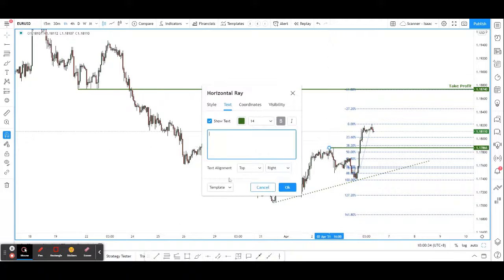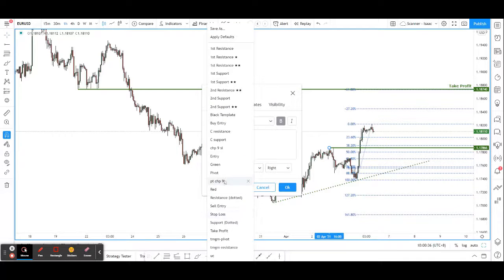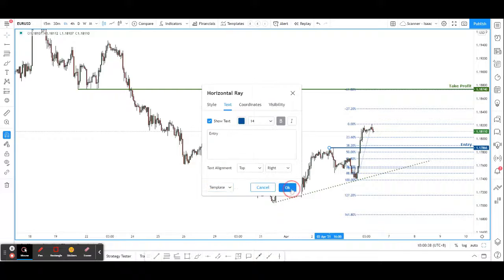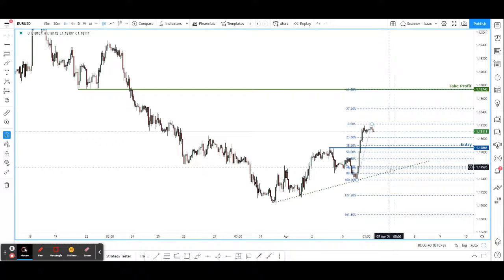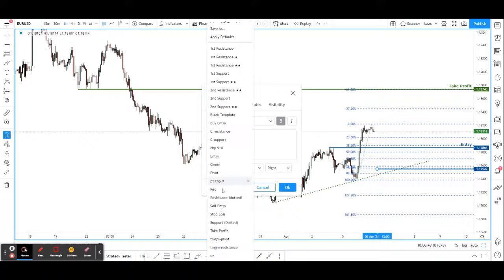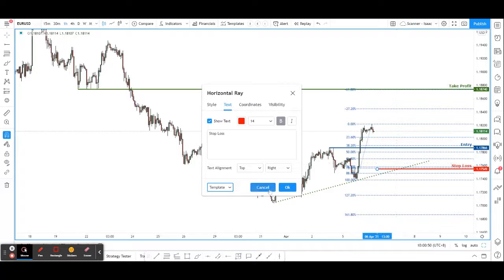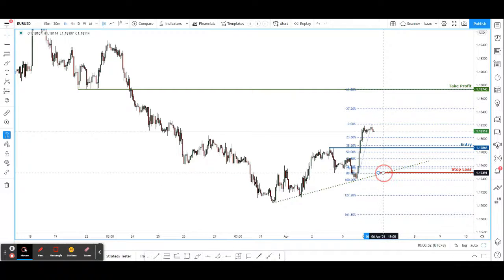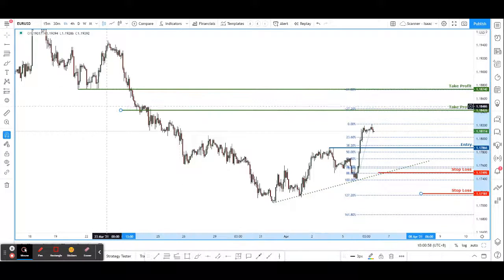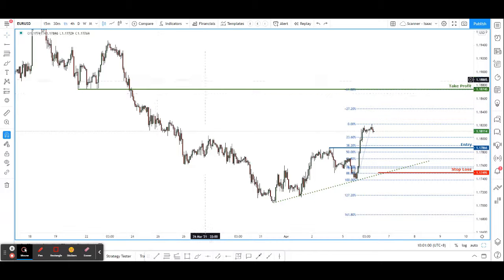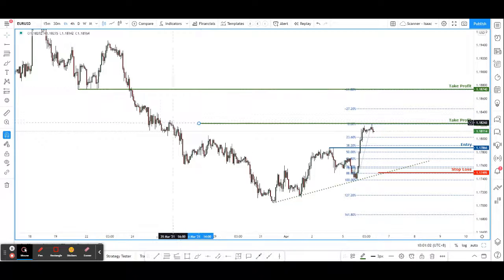This falls in line with 38.2 as well. This can be our entry. And the stop loss, I will actually make a bit wider at the 78.6 level. So this will be the stop loss. I would back up the stop loss a bit to give the trade a bit of room to breathe. And of course, the partial take profit can be at the negative 27 level.